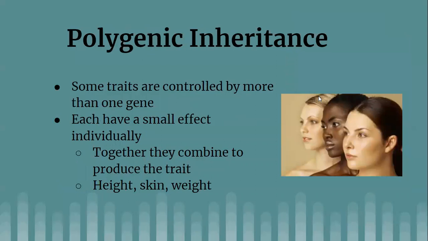Polygenic inheritance. Some traits are controlled by more than one gene. In polygenic inheritance, these different genes are expressed together to produce the trait. Human height is an example of this. If the mother is 5 feet 2 inches tall and the father is 6 feet tall, then you might think the offspring would be 5 feet 7 inches. However, there can be a large variation among the heights of the children. This is due to multiple genes working together to produce that specific trait. Remember, height, skin, and weight are all controlled by many different genes, and obviously your environment as well.